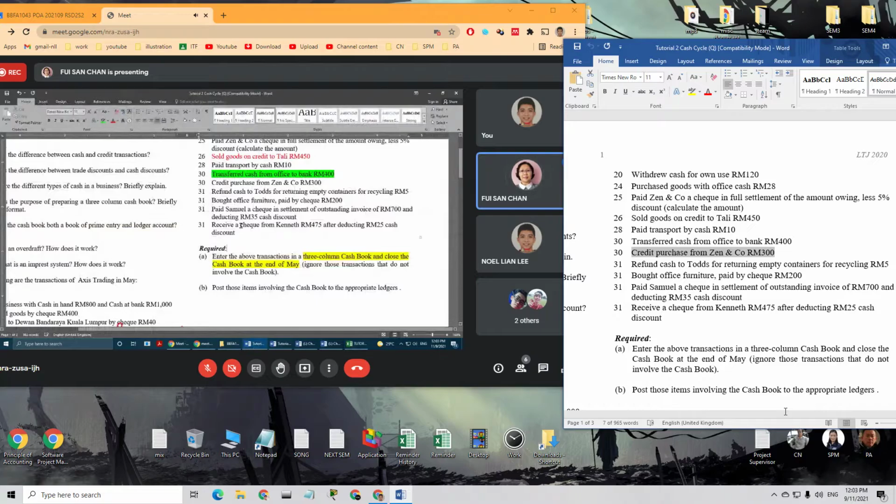Right, next, on the 30th again, credit purchases, credit purchases is not, no? Refund cash to Todd for returning empty containers for recycling, 5 ringgit. Yeah, refund cash to Todd.